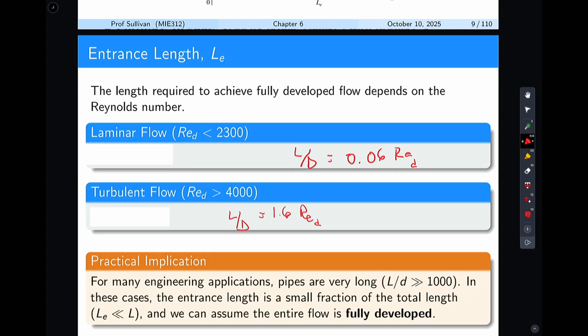And for turbulent flows, you have an entrance length that's not that. It's Reynolds number based on diameter to the power 1/4 times 1.6. And for most engineering applications, pipes are very long, length over diameter greater than 1,000. In those cases, entry length is a small fraction of the total length. And we can assume that the entire flow is fully developed. And we generally don't do anything specific on entry losses. We just say there's an entry loss here, and we don't worry about how long that takes in reality.